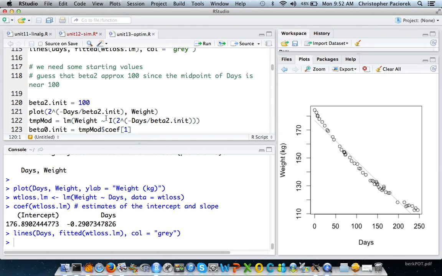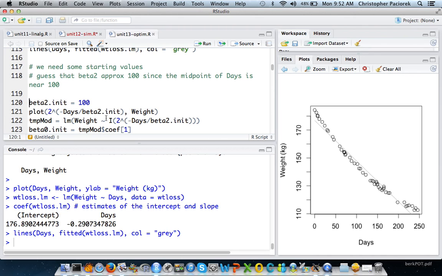So that probably suggests that beta 2 needs to have an order of magnitude something like those kinds of values, since I'm dividing the times by beta 2. So what if I just take beta 2 to be the midpoint of the number of days, or so roughly like that? So I'm just going to set beta 2 to be equal to 1.